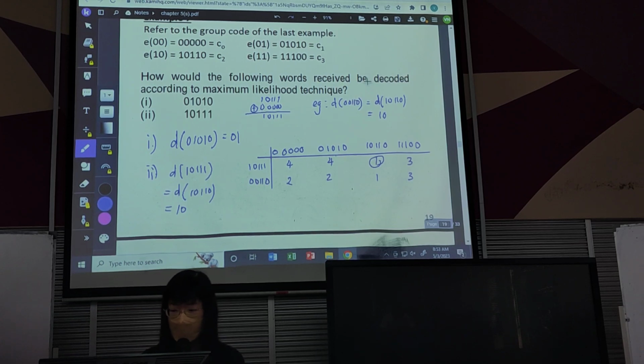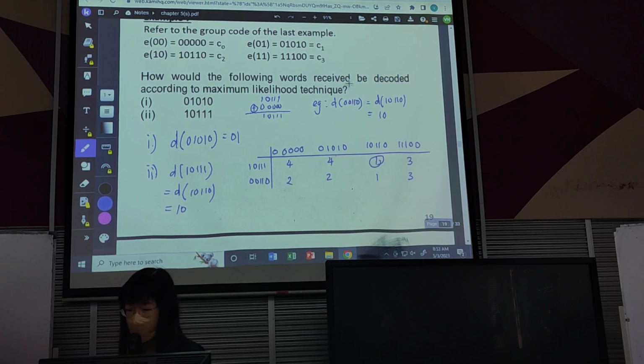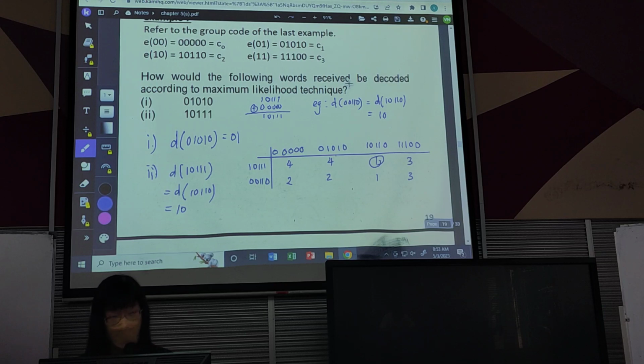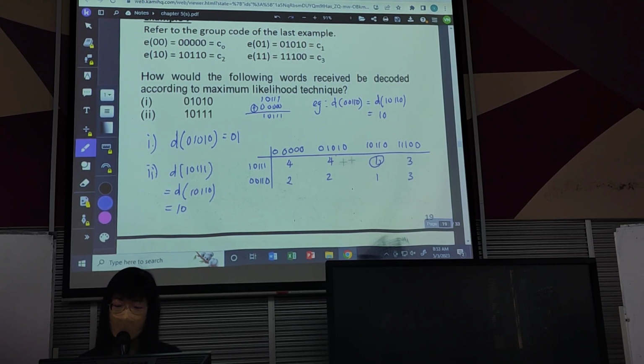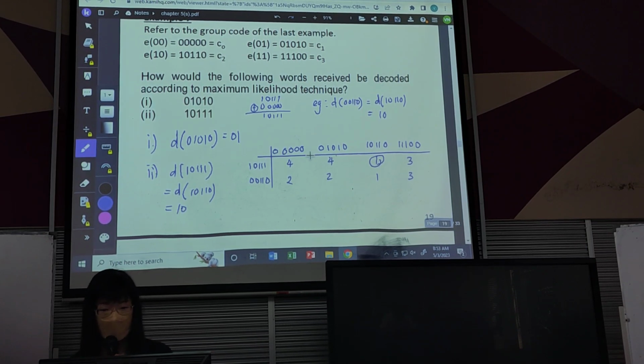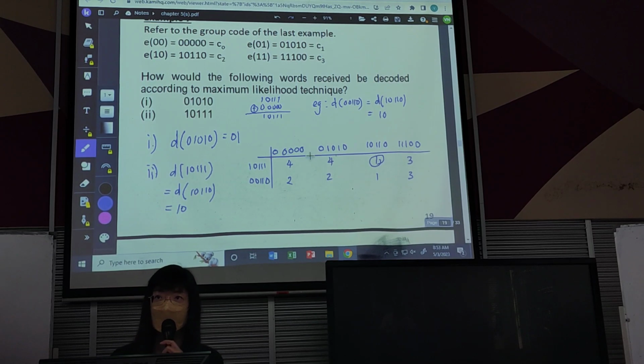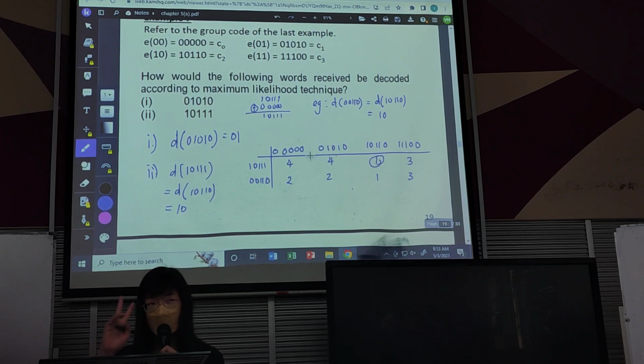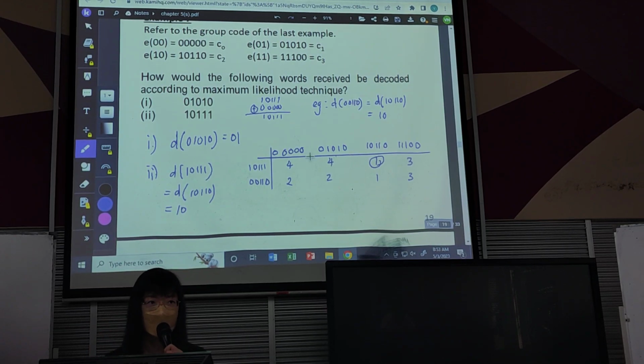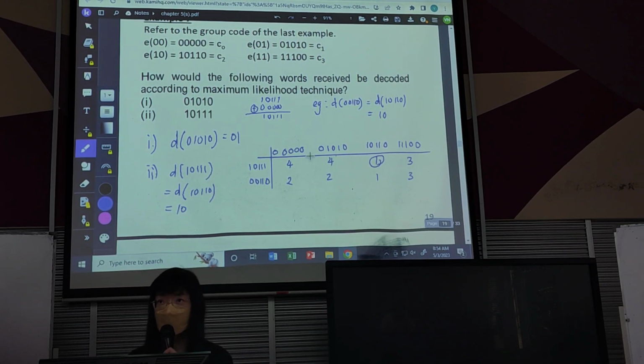So this is the method for maximum likelihood. In your tutorial, you have a few questions using this method. You can just put it in a table like this and then write the distances out. What is the distance? Which one is minimum? Then you decode that one. Okay? Now, do you need a break or not? After that, we have two more methods for decoding. We'll take a short break now.